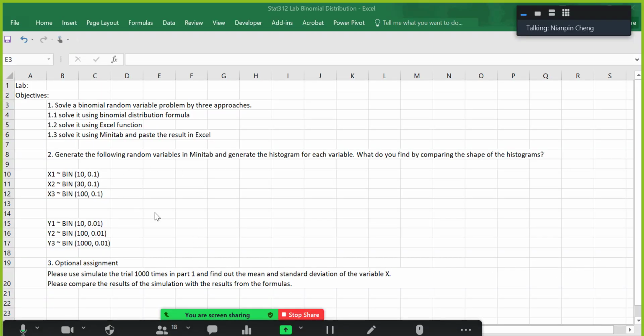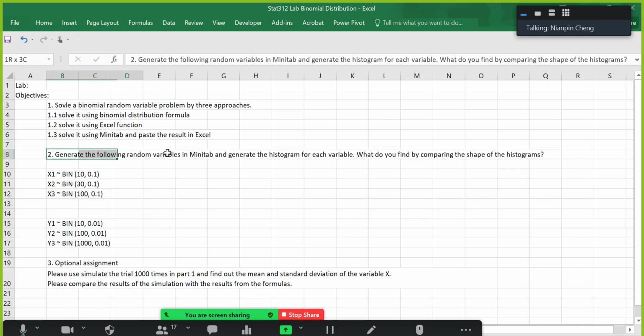Okay, so this is today's lab. It's about binomial distribution. So 3 assignments. Number 3 is the optional one. Okay, the first one: solve a binomial random variable problem using 3 approaches, using the distribution formula, or use the Excel function, and also use Minitab.